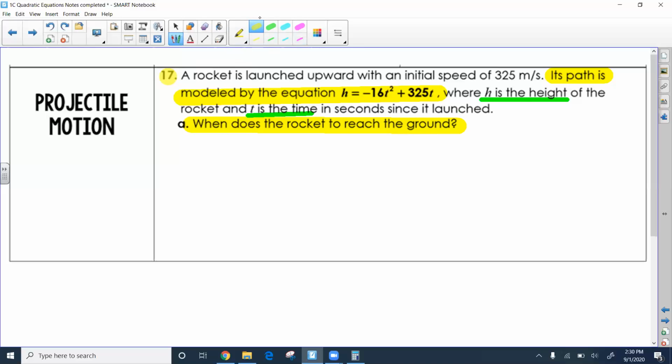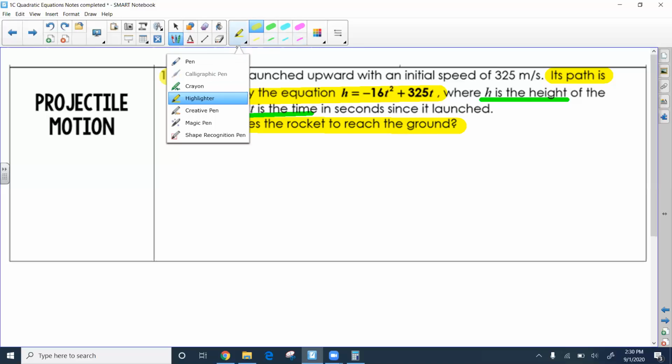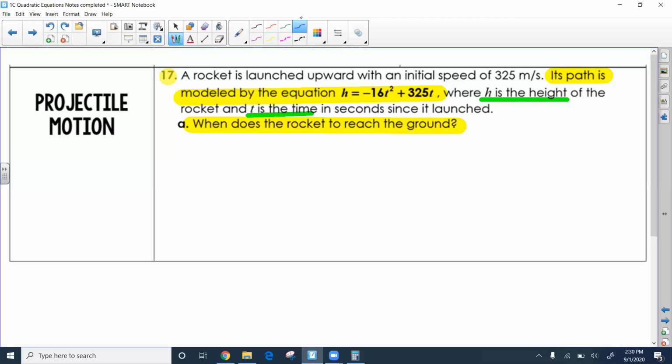Okay, so if we think about what's happening here, the rocket is launched upward, so it's going up, and then eventually it's going to come back down. So we want to know when the rocket hits the ground. So let's say that this is the ground here. When we first launched the rocket, this point would represent when we're starting. When we first launched the rocket, that would be when t is 0 and h is 0. The time is 0 because we're just launching it, and the height is also 0.